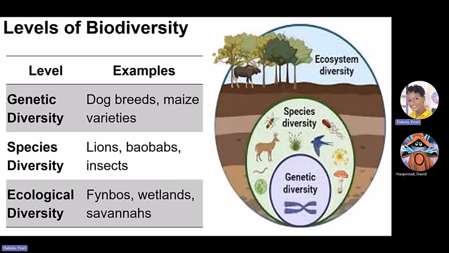So we also have what we call levels of biodiversity. We have only three types of levels of biodiversity. We have what we call genetic diversity. This is where genetic breeding and variations occur. We have what we call species diversity. This is where different species come in, like animals, insects, people. This is what we talk about when we say species diversity.